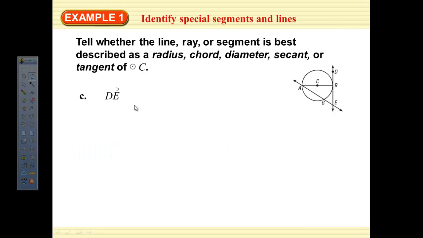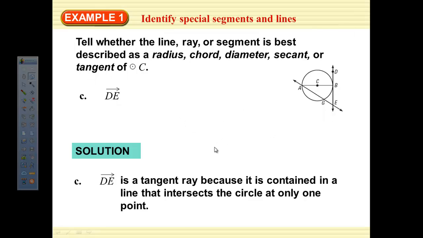Now we're looking at ray DE. Ray DE starts at D, goes through E. It could be line AD, it could be segment AD. In this case, it's a tangent because it touches at one point, which is B. And it would be a tangent ray if we want to be more specific, but it's a tangent.